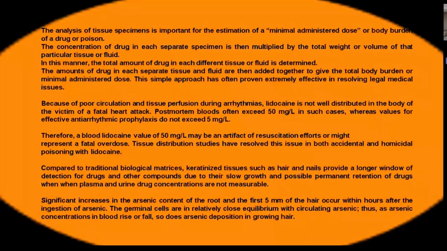Many times we can see a significant amount of arsenic in the content of the root. And this occurs because of the presence of germinal cells. Germinal cells are present on the root of the hair, and so the circulating arsenic gets more deposited, and the concentration in the blood may rise or fall, but in the growing hair the concentration will stay as such and be more than in the blood or serum.